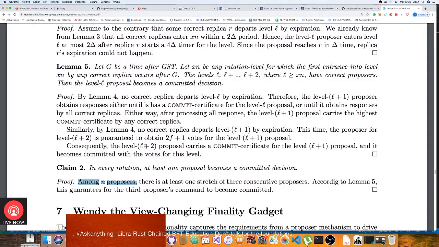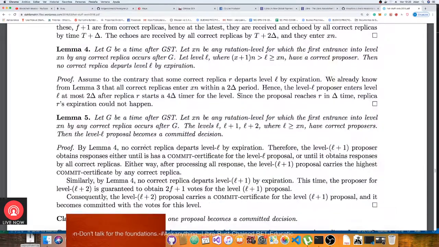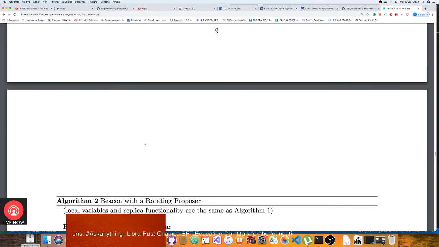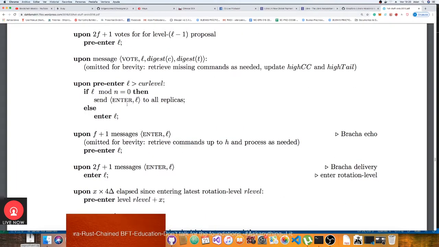So far we saw here this liveness condition, and it's based on three lemmas that are based on the things that could happen in different lemmas with different kinds of complexity of the messages, with different times of delta, and it's for having this claim that in every rotation at least one proposal becomes a committed decision. And so far you can see that this algorithm is a good algorithm to start thinking about having better performance in real world scenarios.